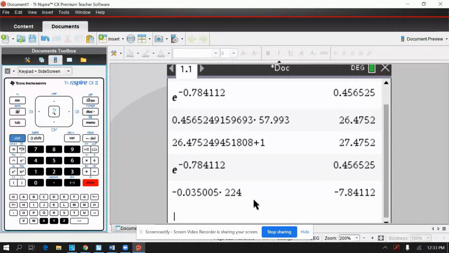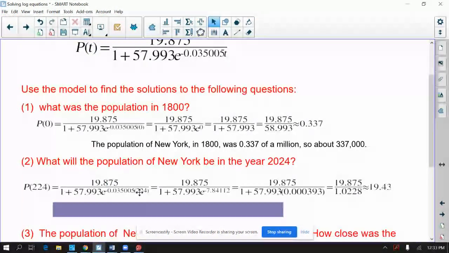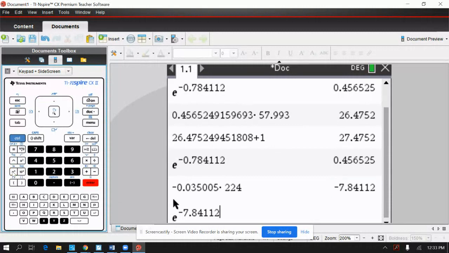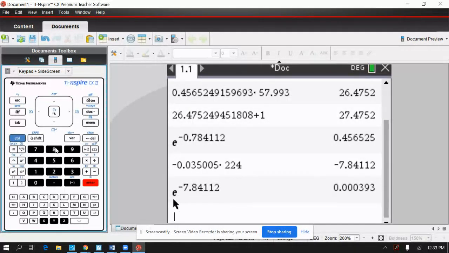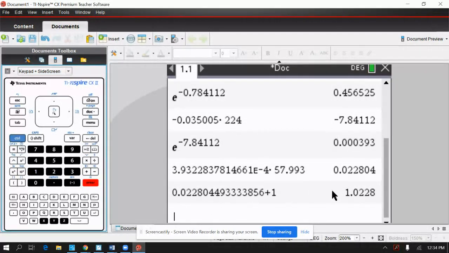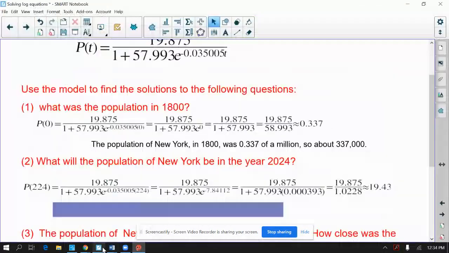Okay, so now this is the result after I multiply those two. So here I am. I just multiplied these two numbers, and I got this negative 7.84. And that is the exponent on e, and that is being multiplied by 57.993, and that is being added to 1. This is my denominator. My denominator is 1.0228. I divide, and I get 19.43.